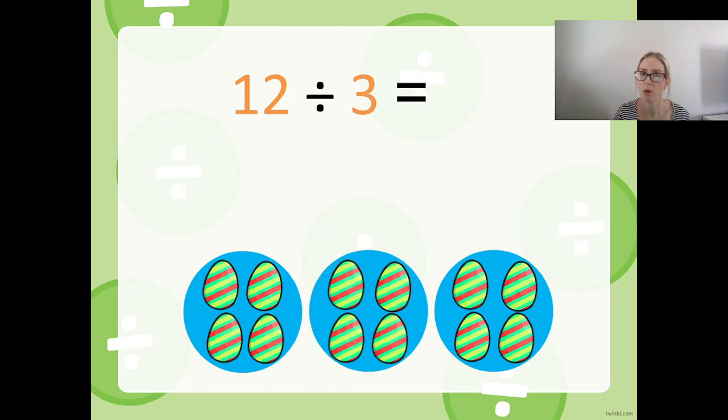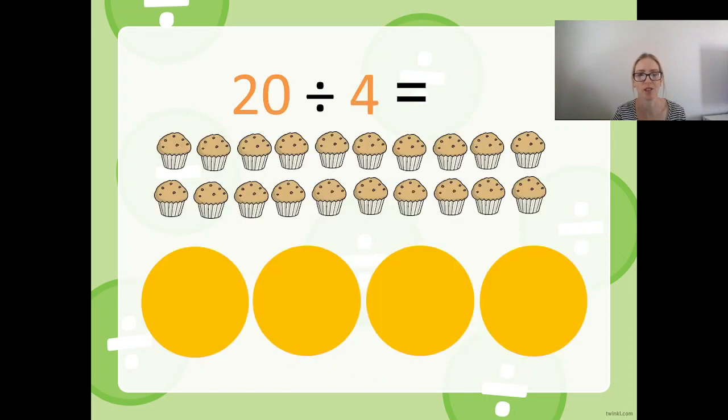Now what do I need to do? Check that each group is equal. Yes, and I can just see 4, 4, 4. Perfect. Each group is equal. We are good to go with our division sum. So I had 12 to start off with. I had 12 eggs that I needed to share between 3 baskets. So 12 divided by 3 is how many each? 4. Well done.